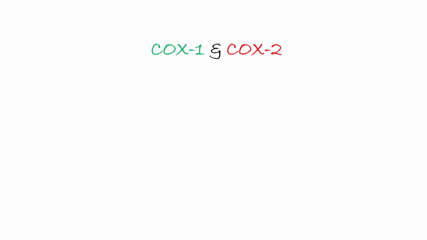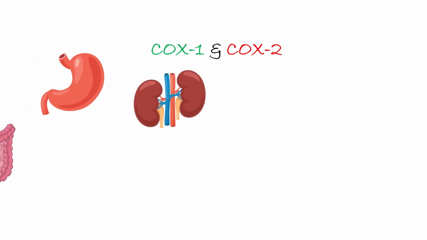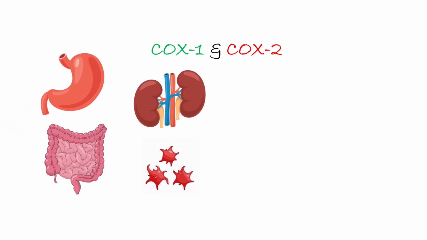Cyclooxygenase 1, or COX-1, and cyclooxygenase 2, or COX-2, are isoforms of COX, in which COX-1 is found in the stomach, kidney, intestine, and platelets. Whereas COX-2 is undetectable in normal physiologic conditions, meaning that its presence is observed during acute inflammation and arthritis.